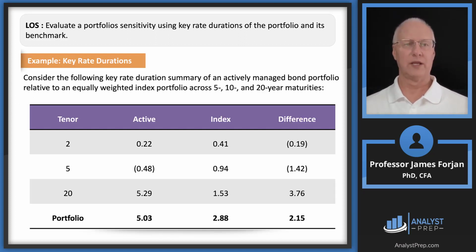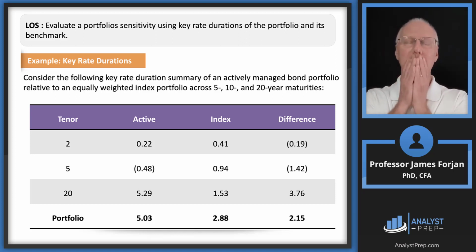Now let's go ahead and work through an example of key rate duration. Down the left-hand side is the maturity date, or the tenor, of our portfolio. We've got 2, 5, and 20-year bonds in there. There's the active key rate duration: 0.22, minus 0.48, 5.29. So our portfolio is 5.03. Compare that to the index of 2.88, and there's a difference of 2.15.